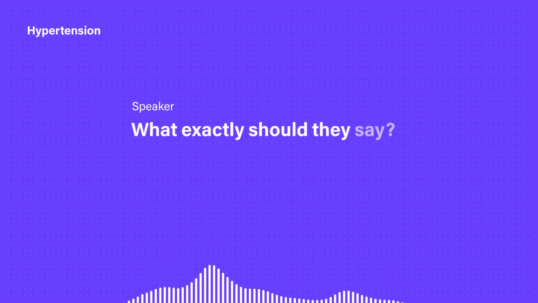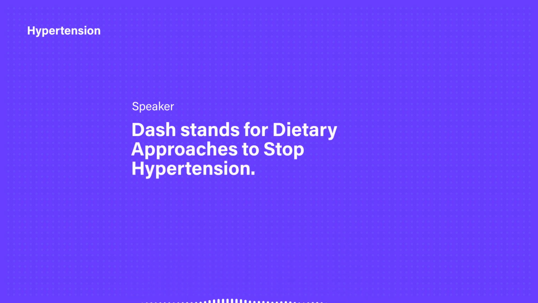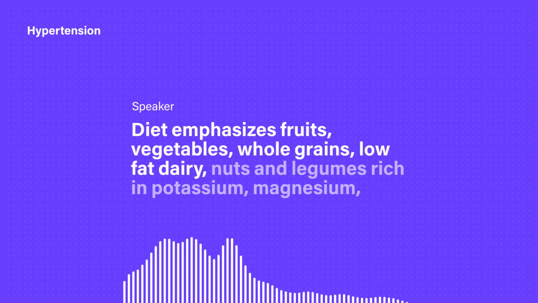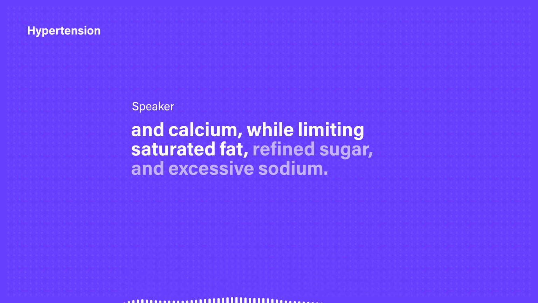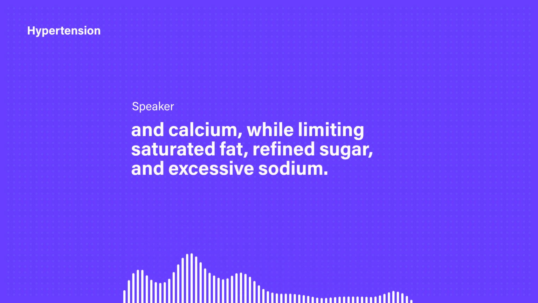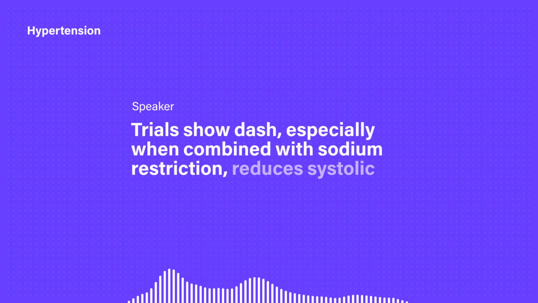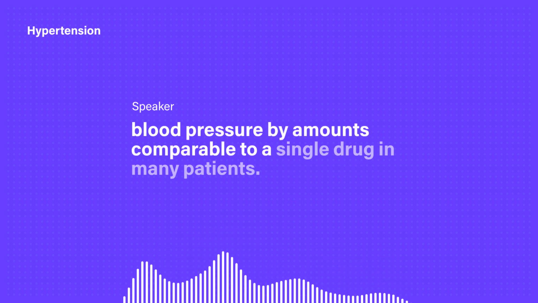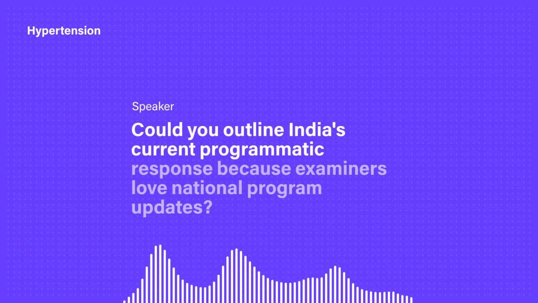Students often get asked about the DASH diet. What exactly should they say? DASH stands for Dietary Approaches to Stop Hypertension. It emphasizes fruits, vegetables, whole grains, low-fat dairy, nuts and legumes, rich in potassium, magnesium and calcium, while limiting saturated fat, refined sugar and excessive sodium. Trials show DASH, especially when combined with sodium restriction, reduces systolic blood pressure by amounts comparable to a single drug in many patients.